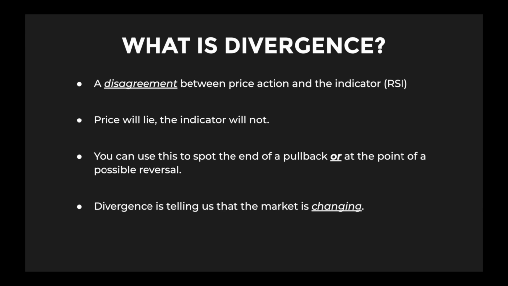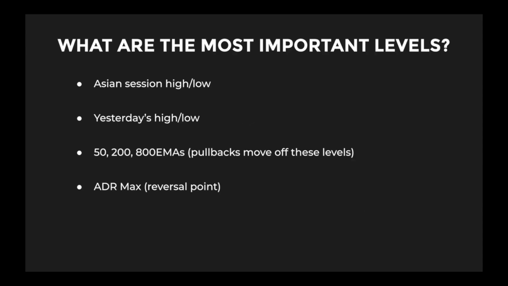Now, we're going to get into that a little bit more with examples as we go deeper, but understand divergence means the market is changing. The most important levels that you have to pay attention for are right in front of your face here. The Asian session high or low, yesterday's high or low, the 50, 200, and 800 EMAs, because we're going to find pullbacks off these levels.